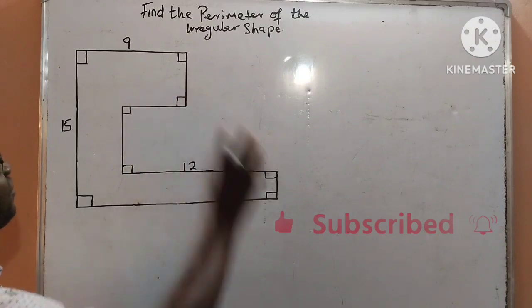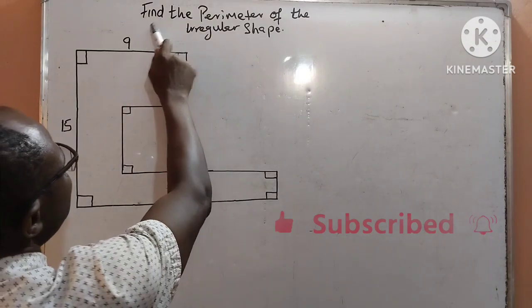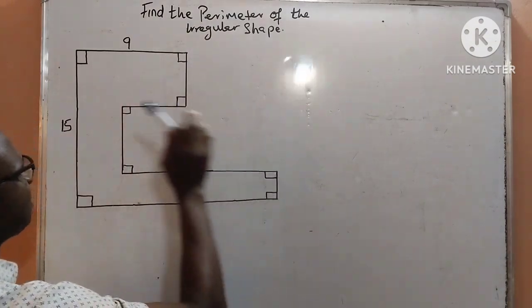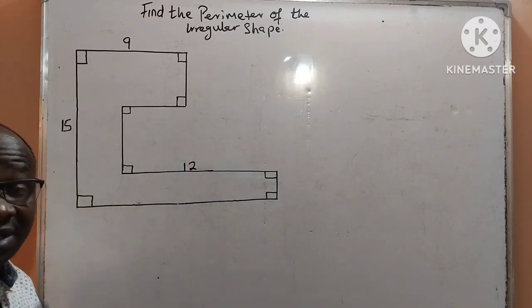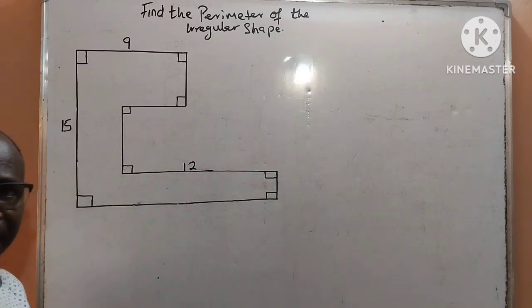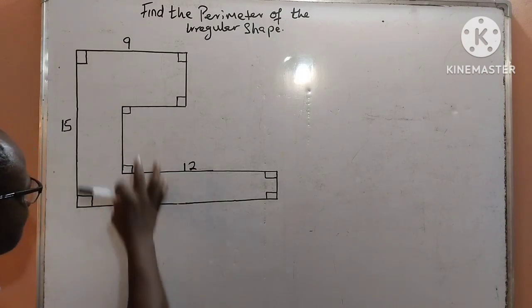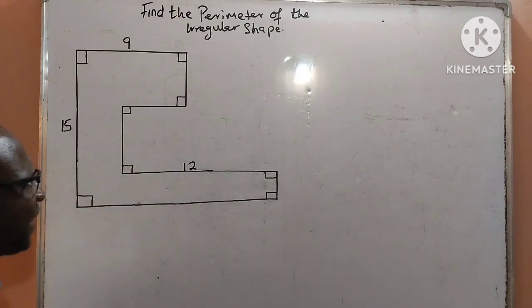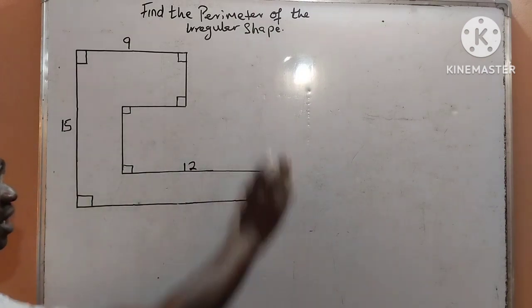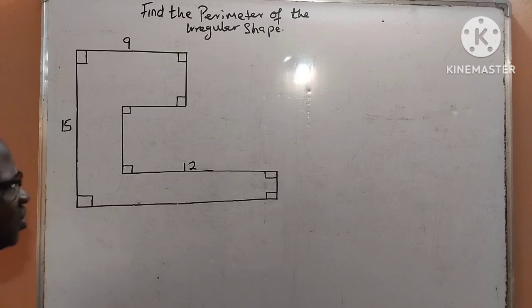We find the perimeter of this irregular shape. It says find the perimeter of the irregular shape. Here it is. Now, perimeter simply means the distance round the figure as it is drawn on the board. To find all corners round the figure, that is what the perimeter is all about.